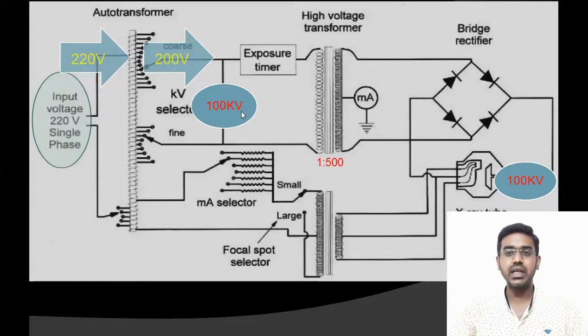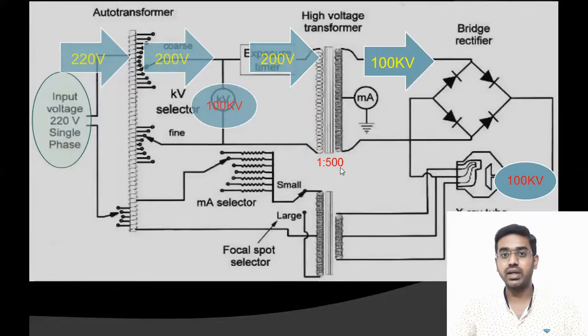After setting the technique, we press the exposure button. Once the switch is pressed, the circuit closes, that is, the circuit gets connected and the timer starts functioning. Then electrical current goes into the high voltage transformer where it gets stepped up. Here the gain of the step up transformer is 500, so 200 into 500, that is 100 kilovolts. Then this alternating current is converted into direct current with the help of the rectifier, which is then supplied to the X-ray tube.